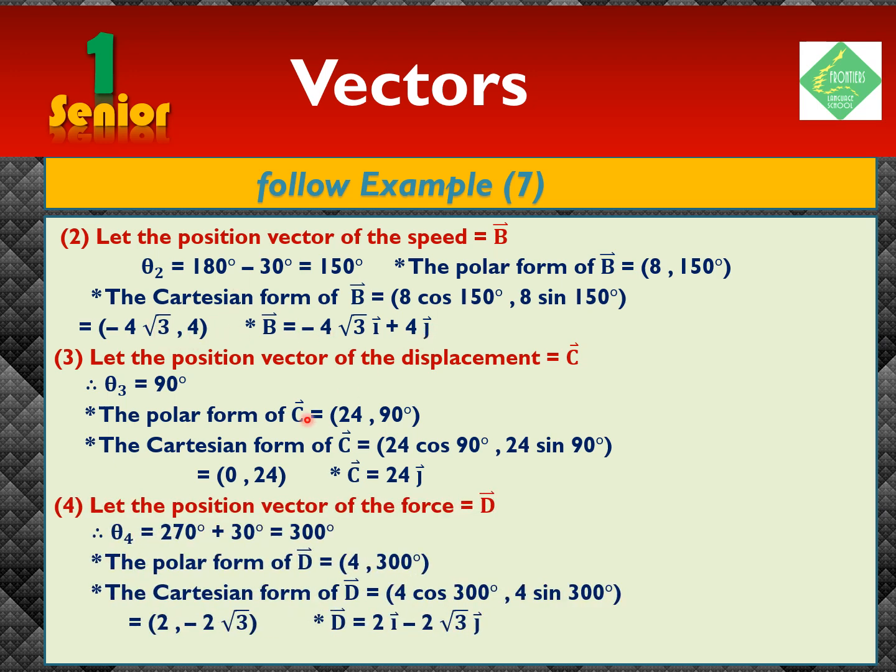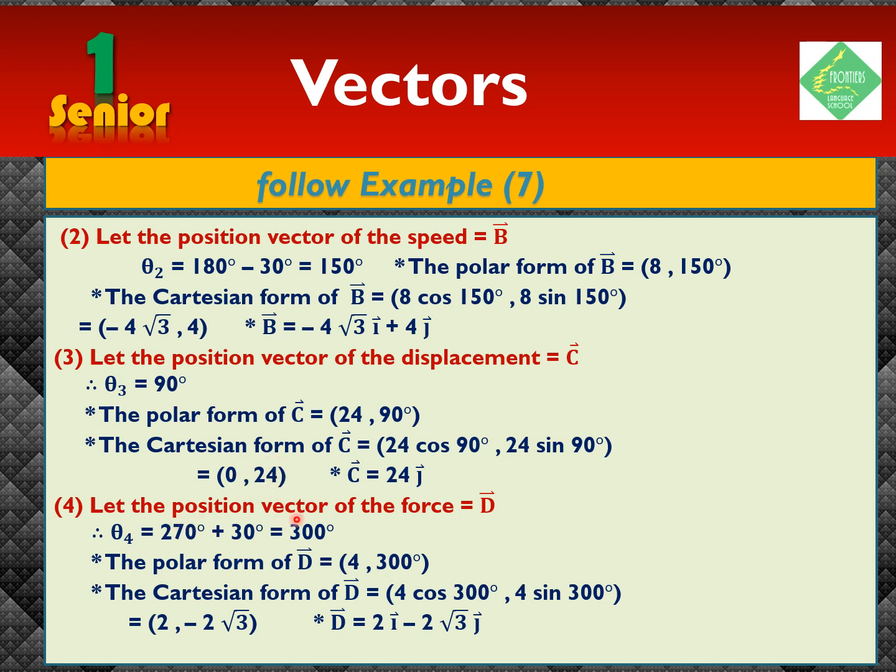j. Number 3, let the position vector C, and we discussed theta equals 90 degrees. So the polar form will be equal to 24 and 90 degrees. The Cartesian form: the x coordinate equals 24 cosine of the angle, and the y coordinate equals 24 sine of the angle. So it will be 24 as the y coordinate and 0 as the x coordinate. To get the fundamental unit vector, 0 multiplying i is 0, and 24 multiplying j is the y coordinate.